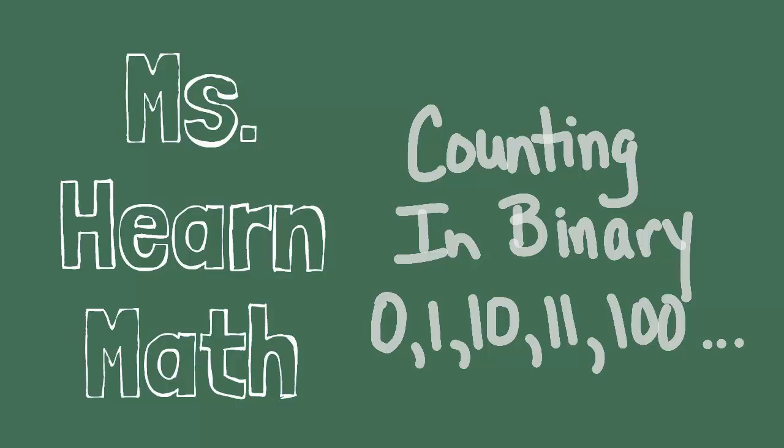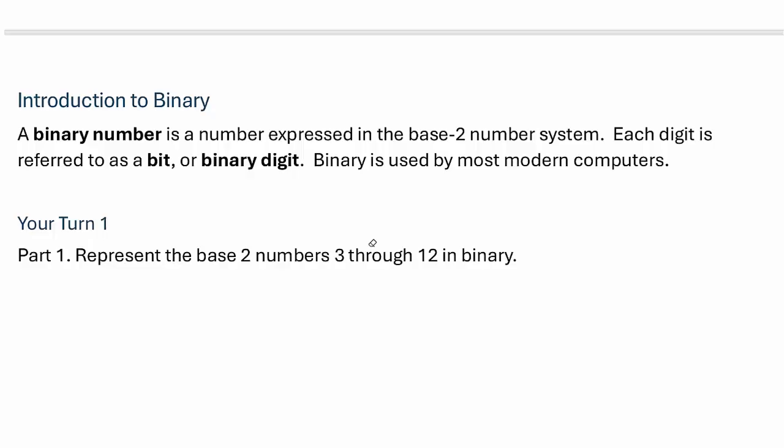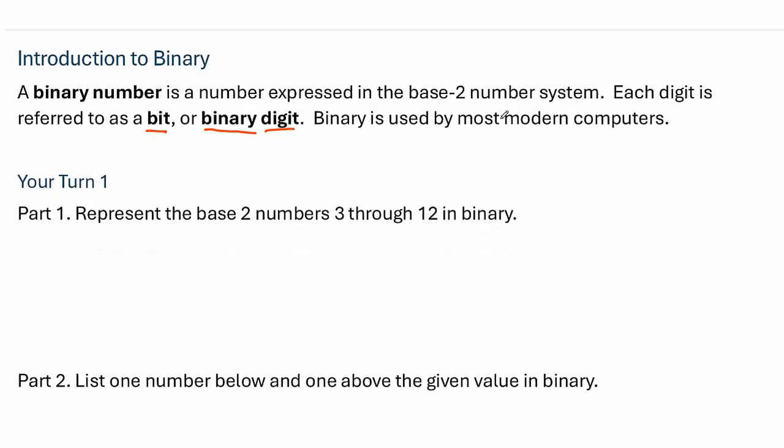Another base that is very commonly used in computers is binary. A binary number is a number expressed in a base 2 number system. Each digit is actually referred to as a bit because it's a binary digit. Okay, so we're going to start by trying to represent the base 10 numbers 3 through 12 in binary.